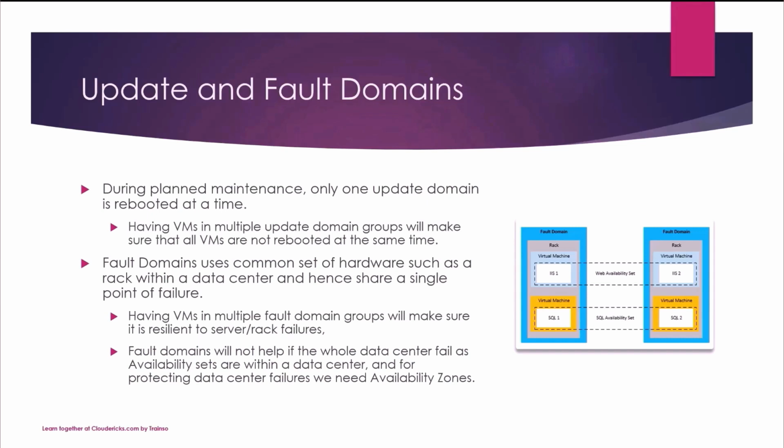Having VMs in multiple fault domain groups will make sure it is resilient to server or rack failures. Fault domains will not help if the whole data center fails, as availability sets are within a data center. For getting protection from data center failures, we need availability zones.